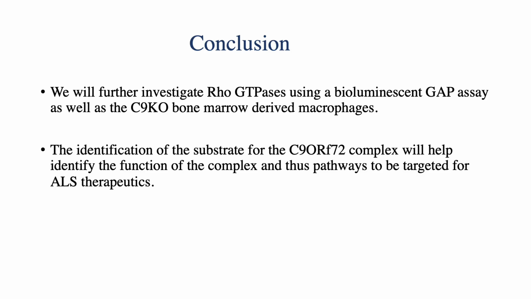So for the future, we will be investigating Rho GTPases, especially RhoA, using a bioluminescent GAP assay, as well as C9 knockout bone marrow-derived macrophages. And finding the function of this complex will help us identify the pathways to be targeted for ALS therapeutics.